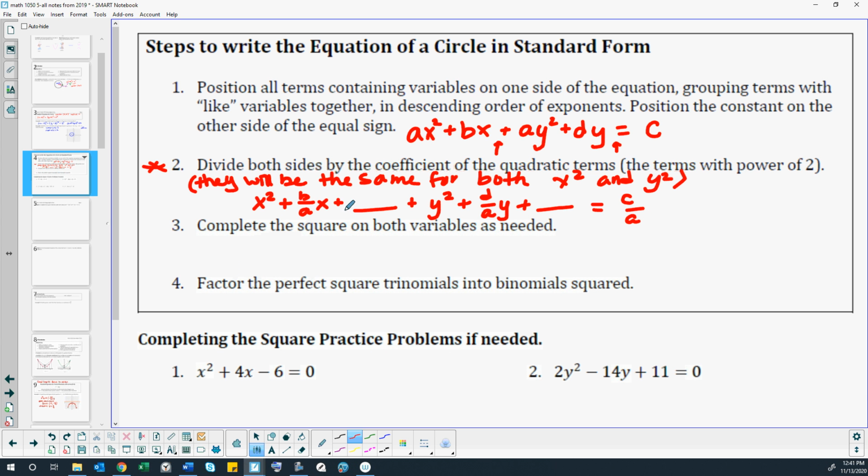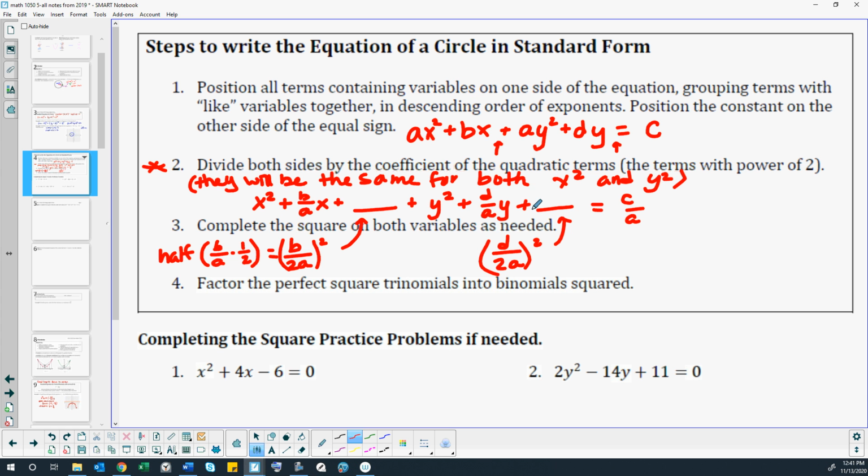Okay, so now to complete the square, what we do is we take our b over a and we divide it by 2, we half it. So we're going to half our b over a by multiplying it by a half, if you want to think of it that way. So you're going to have b over 2a, and then you square it, and then you add it. So that space right there, I'm going to add in my b over 2a squared. And then this space right here will be d over 2a squared added to this side.